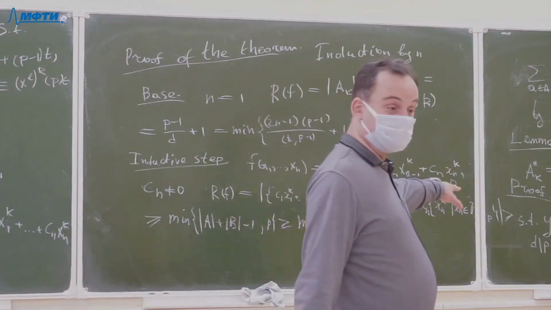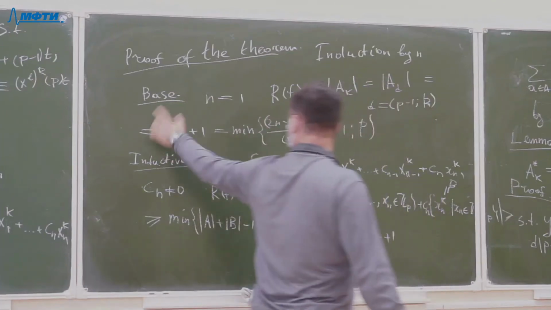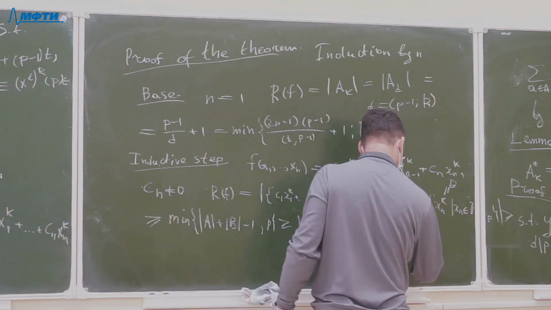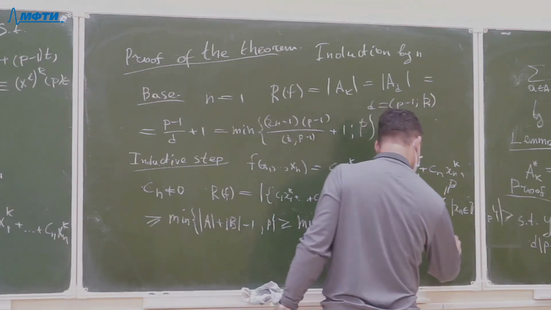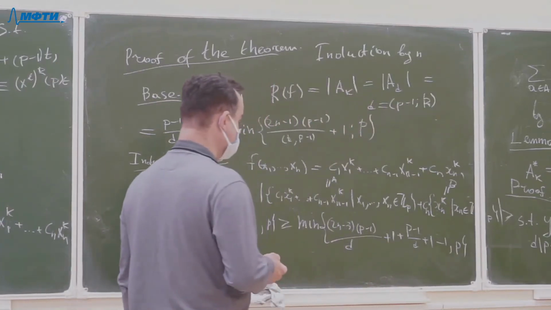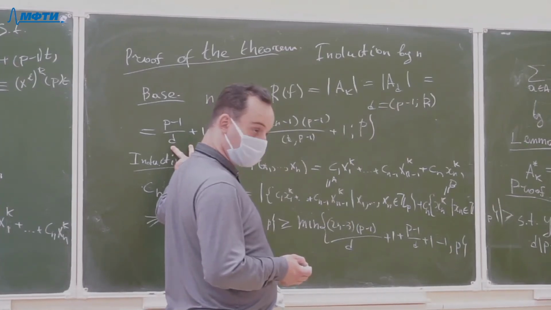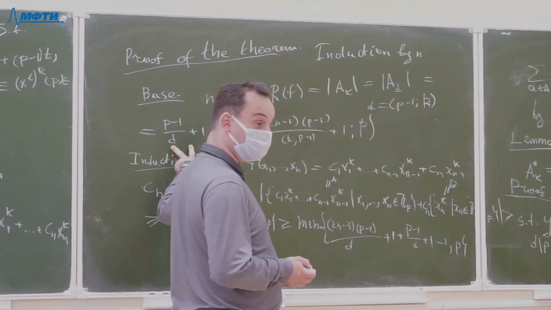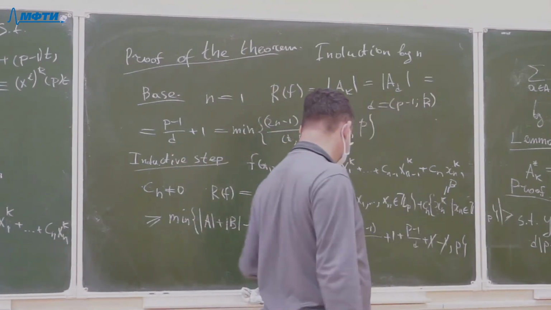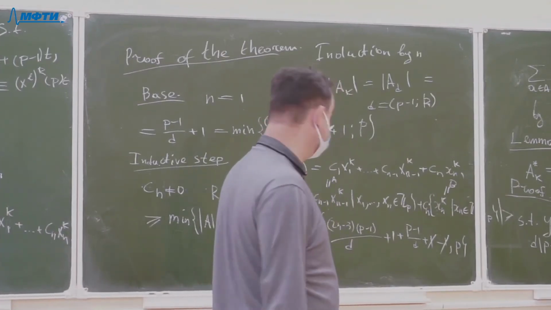It's AK, right? So the size of AK is this one. What is the size of B again? It's the size of AK, right? It's the size of AK. Okay. And we have a problem here. What kind of problem? Do you see it?